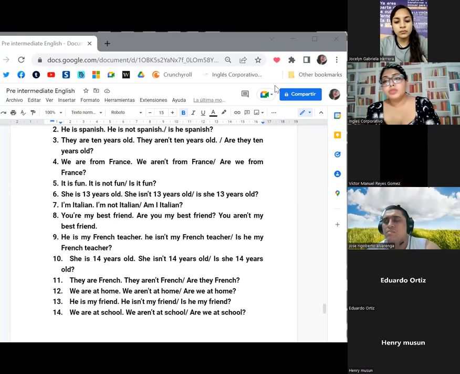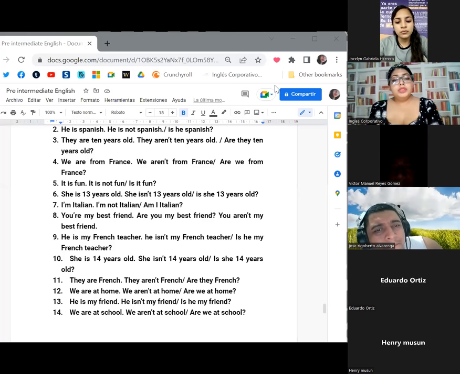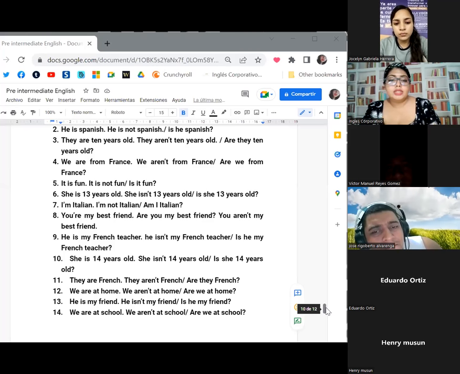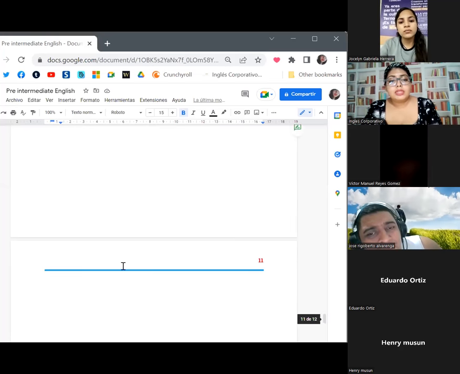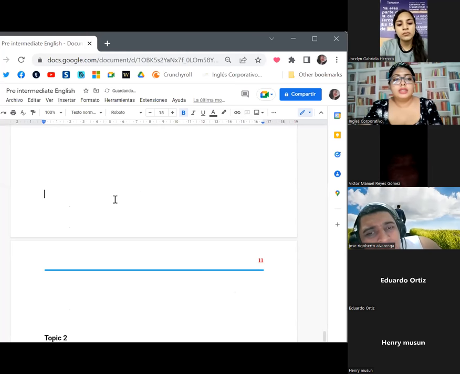Now we are going to read an article. Vamos a leer el artículo. Ya es la última parte, it's almost 10 minutes to end the session. We are going to read the following article and then we are going to see the questions that are in the platform. Vamos a ver las preguntas que están en la plataforma sobre ese artículo.